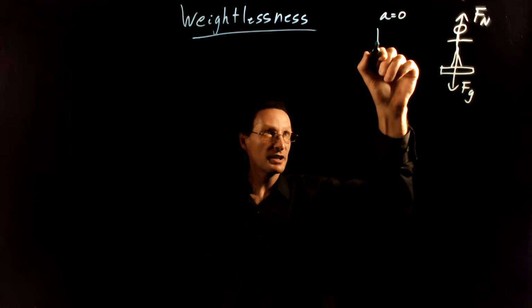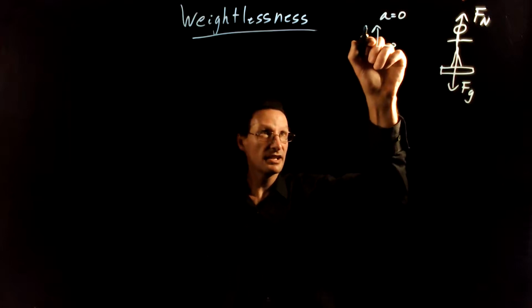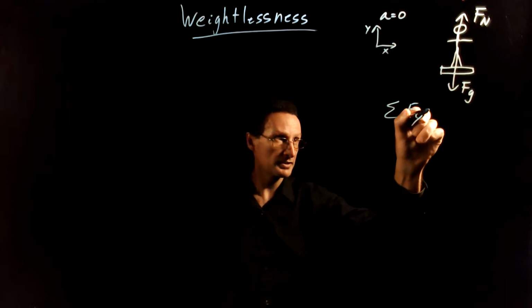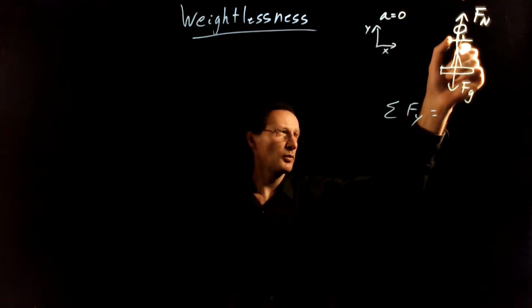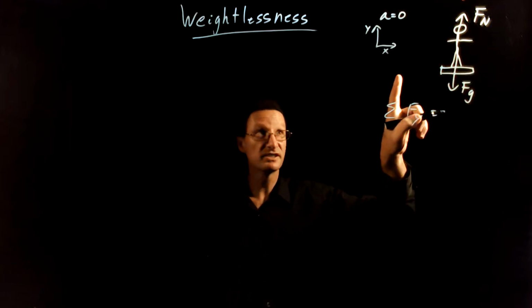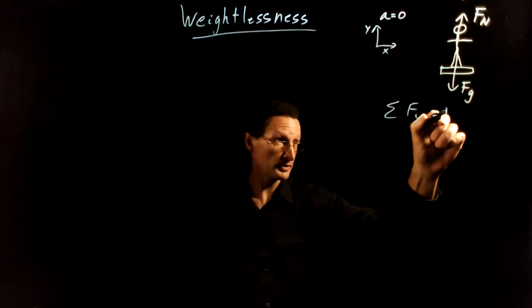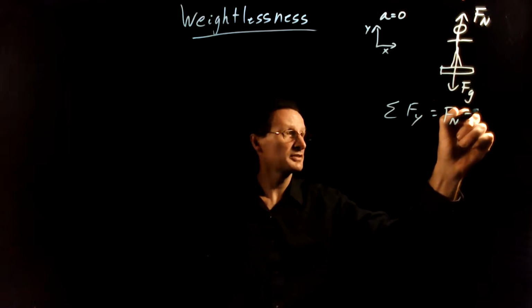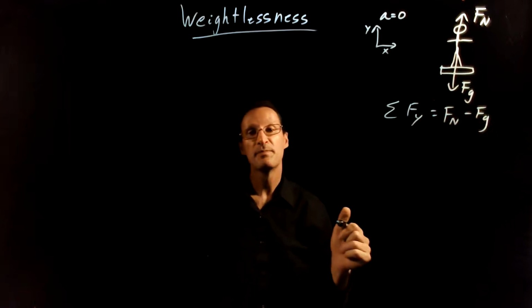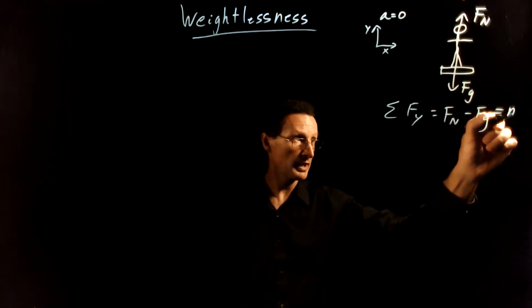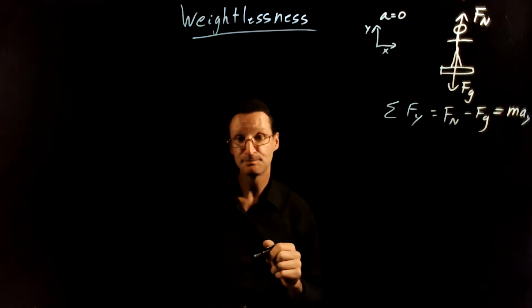So then we can choose a coordinate system in any direction. Let's use a standard XY coordinate system. And we'll sum the forces in the y direction. And so using the free body diagram to get this equation, we get normal force up, that's a positive component, and then gravity is down, so that's a negative component. And those are the only two forces acting on me. I set that equal to ma in the y direction.